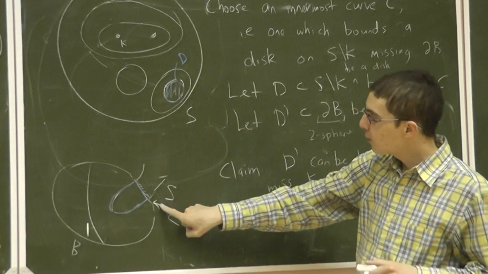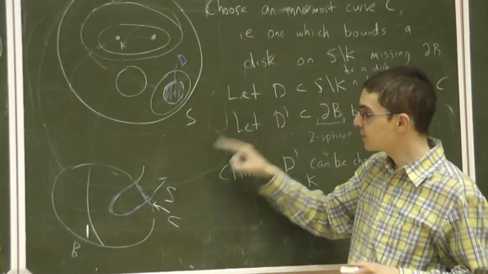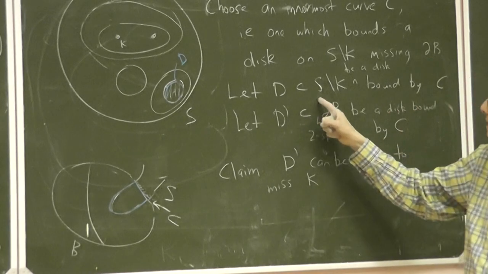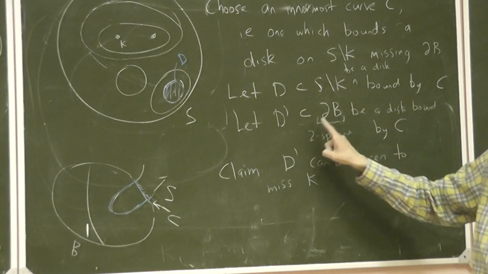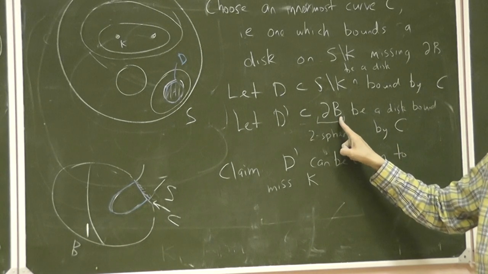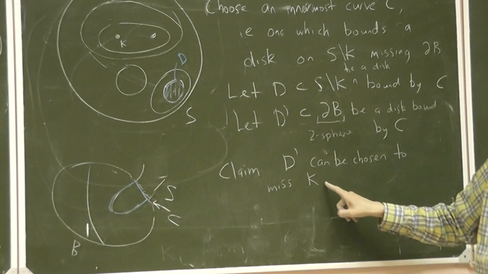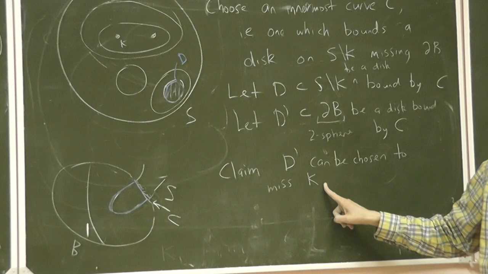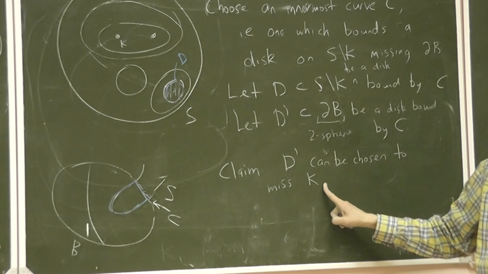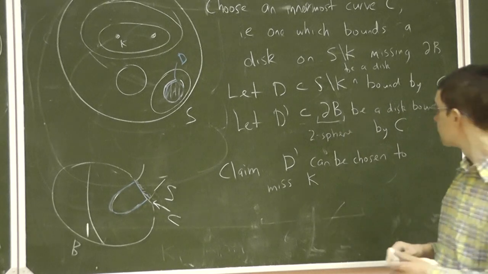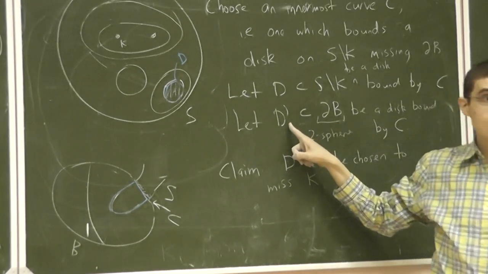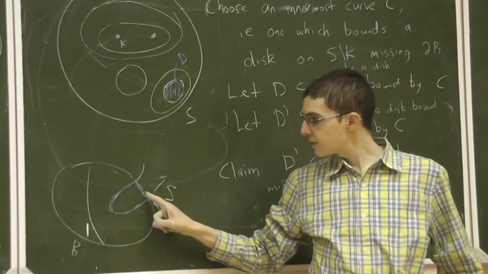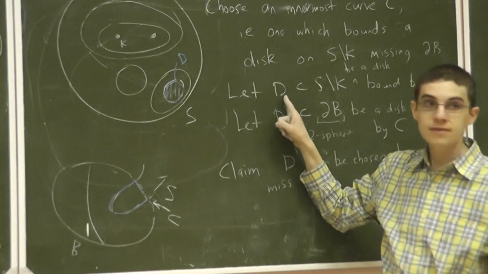On the one hand, we have this curve bounding a disk on the two sphere S that misses K. We know the curve also bounds a disk on the boundary of B. What we'd like to show is that that second disk can be chosen to miss K. So now let's see why that would be true. Notice that the boundary of D prime, which is on the three ball, is the same as the boundary of D.